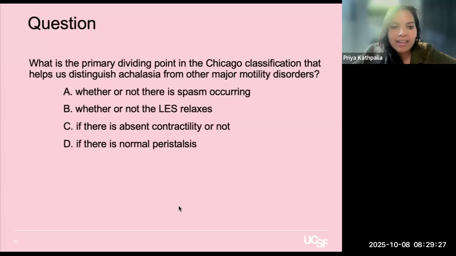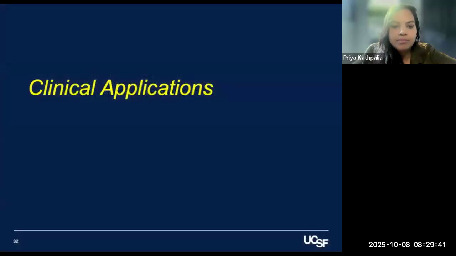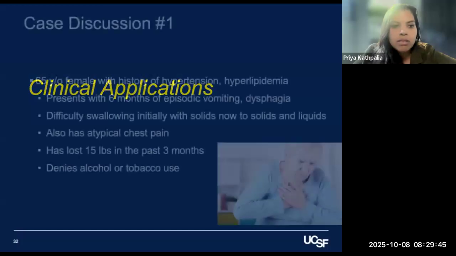So whether or not the LES relaxes is really what helps us understand if the IRP is elevated, and that is the dividing point, as we just discussed, for achalasia versus disorders of peristalsis. Okay, so let's move on to some clinical applications.